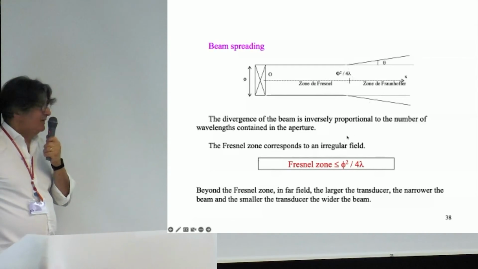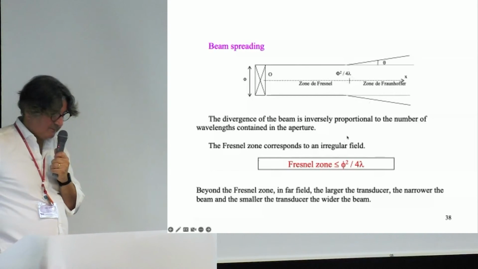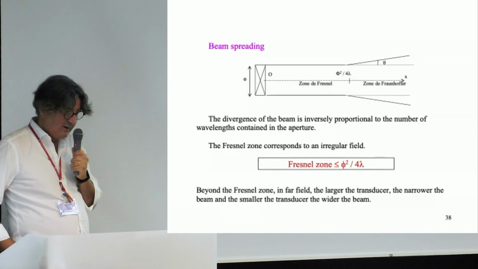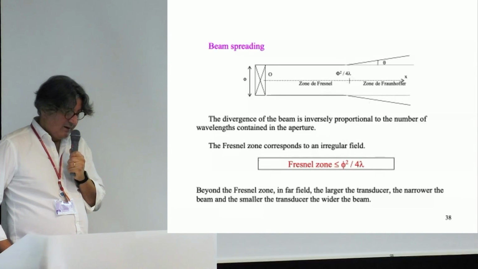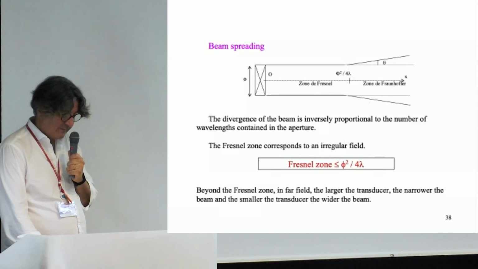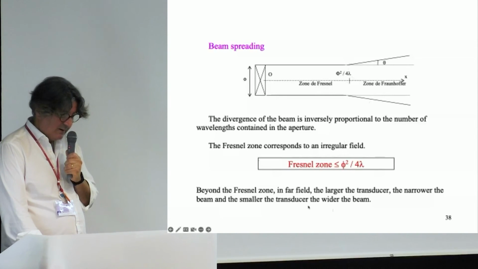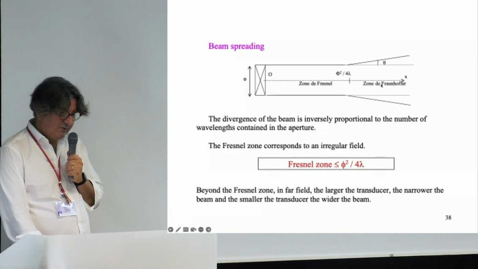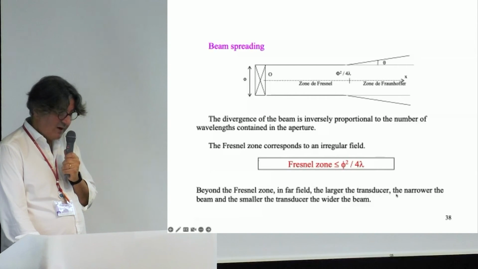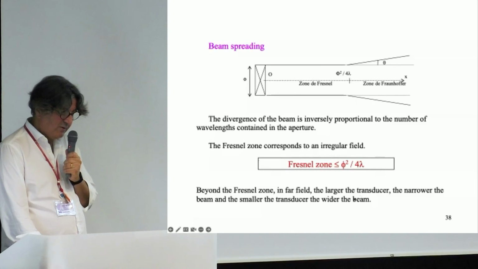And the divergence of the field is proportional to the number of wavelengths contained in the transducer diameter. That's it. So this region is called the far field region. And in the far field region, of course, the larger the transducer, the narrower the beam, and the smaller the transducer, the wider the beam.